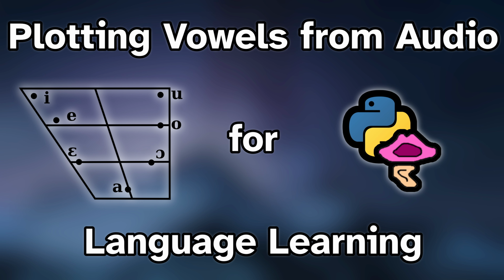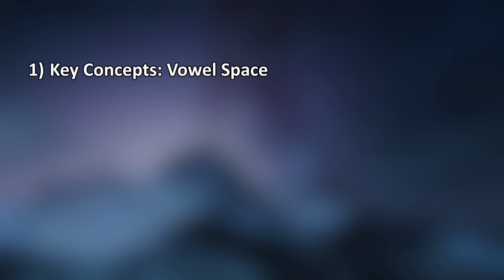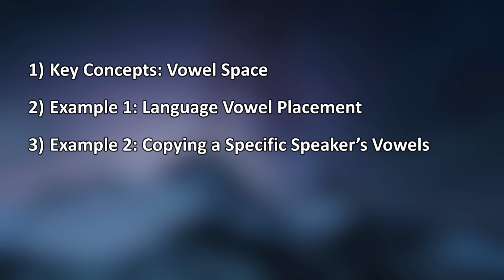This video is split into several parts. Firstly, we'll briefly cover the idea of a vowel space. This will be a simplified overview of the key concepts required to understand what's going on. We will then move on to a couple of examples demonstrating the practical benefits of using this tool. This will include working out the correct vowel placement for a foreign language and copying the vowel patterns of a specific speaker. Finally, I'll show you how to plot the vowels using Python and Praat.